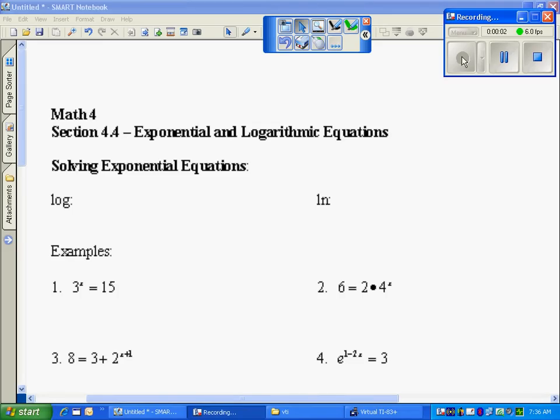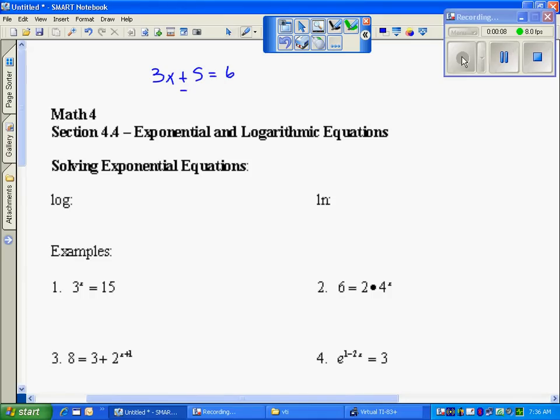Okay, we're going to now be solving exponential equations. Before, we could solve a linear equation by isolating x using our inverses or our opposites, such as division is the opposite of multiplication and addition is the opposite of subtraction. So when we solve exponential equations, we have a variable again, and the variable is in the exponent position. So we want to undo that.